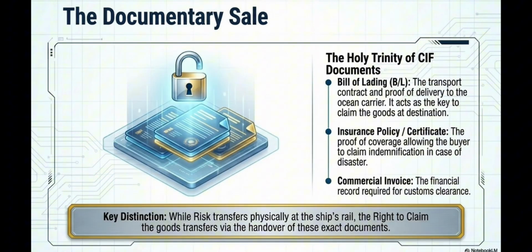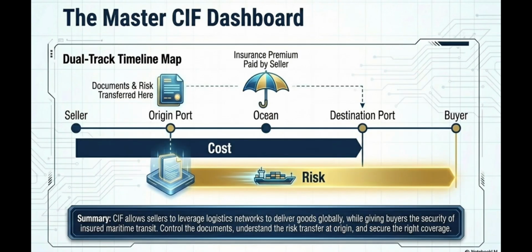The slide explains the documentary flow under CIF. The CIF key documents are the bill of lading, which is the transport contract and allows the buyer to claim the goods, the insurance policy, which proves coverage, and the commercial invoice required for customs. The risk transfers at loading, but the right to claim the goods transfers with these documents.